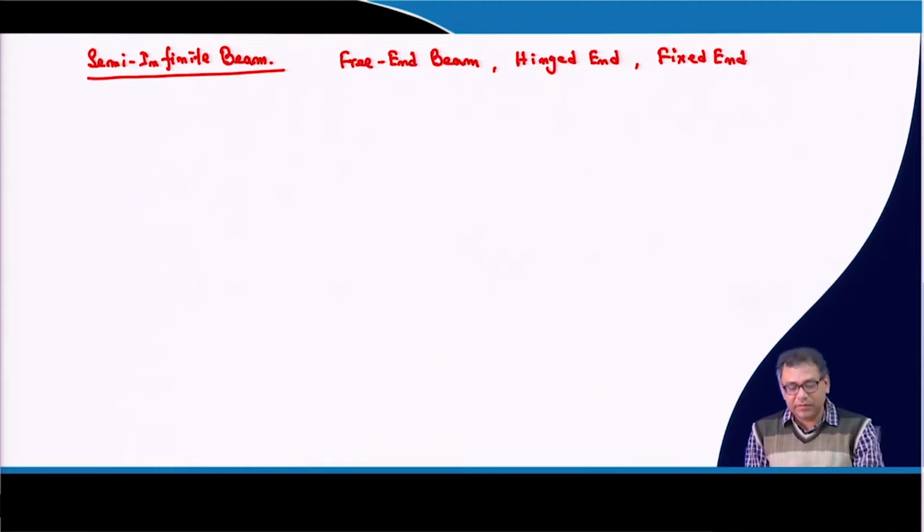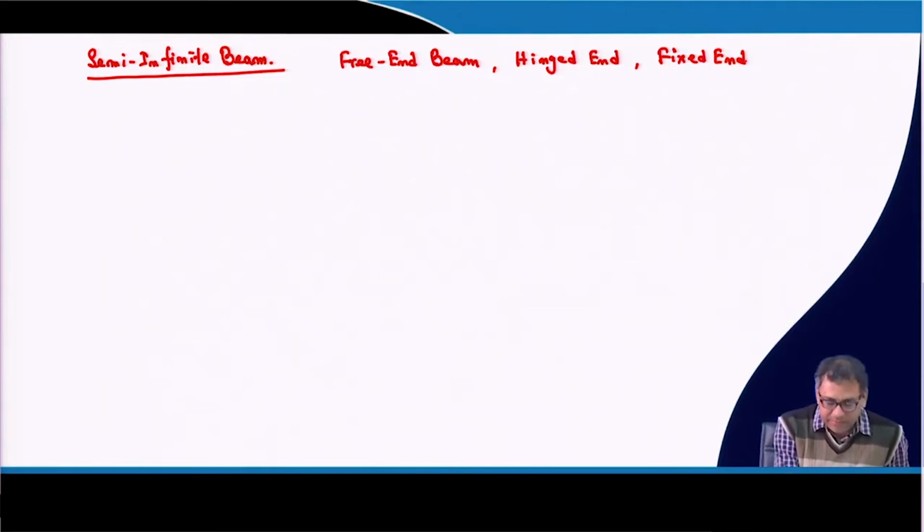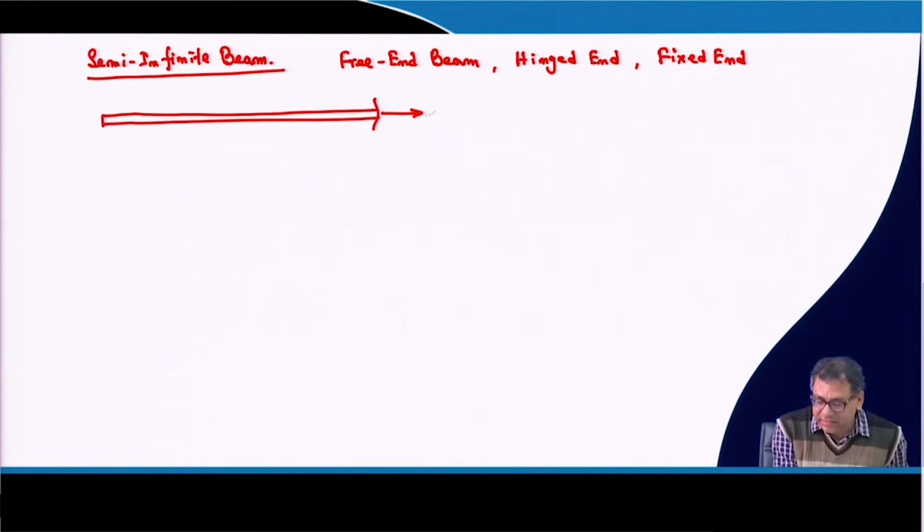So, that means this is a free end beam, hinged end beam and fixed end beam. I am discussing the free end beam. Similarly, you can get it for the hinged end and the fixed end beam. So, free end beam I am discussing. This is the free end beam. Actually, this side is infinite, but this side is finite.